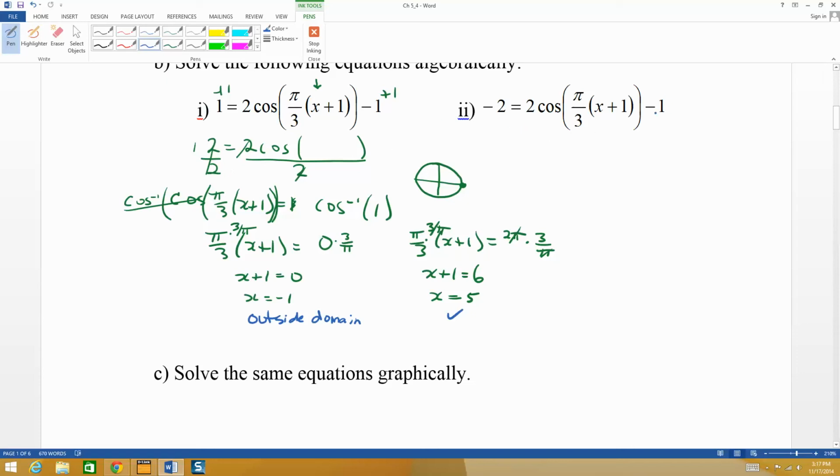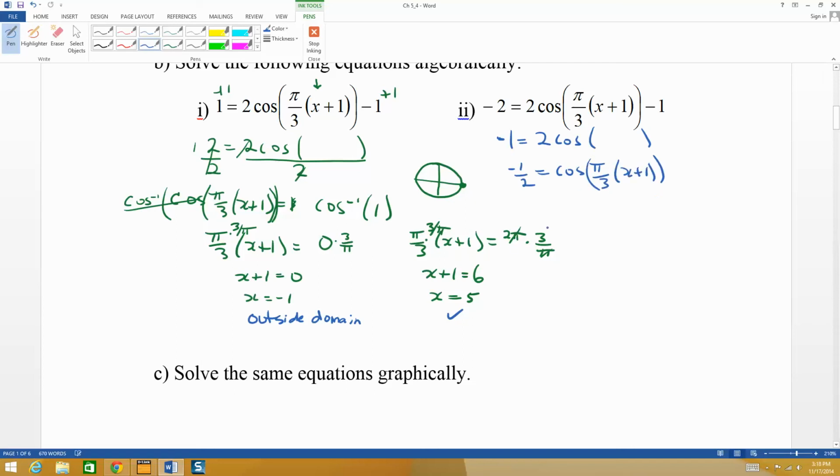Okay, so the first thing is we're going to add 1 to both sides. So I'll say minus 2 plus 1 is minus 1 is equal to 2 times the cos of all that. I'll divide both sides by 2. So I get negative 1 over 2 is equal to the cos of, I'll write it out, pi over 3 times x plus 1.